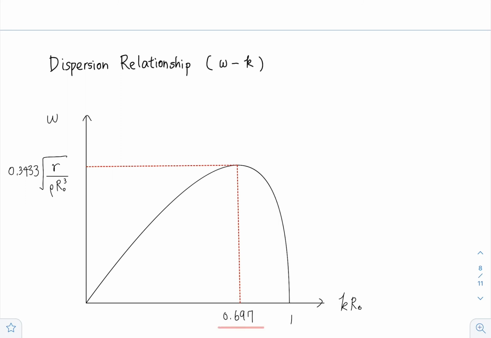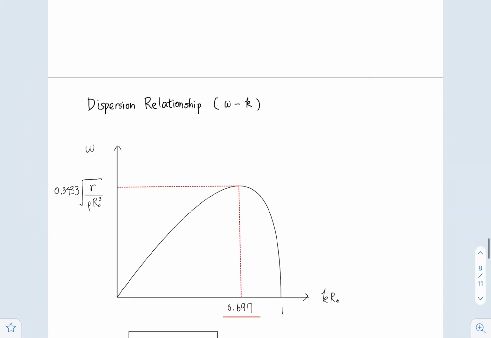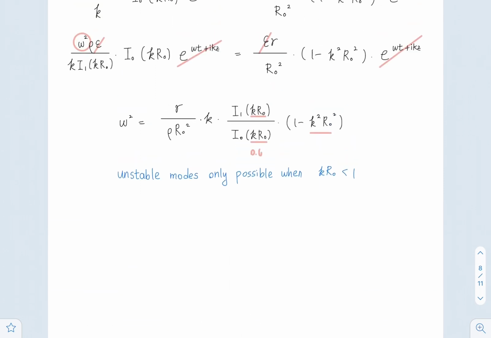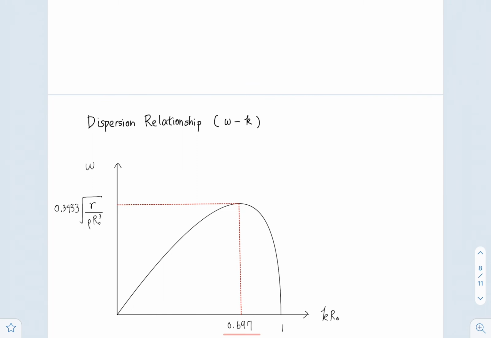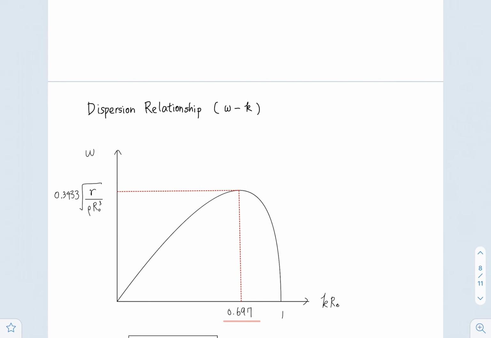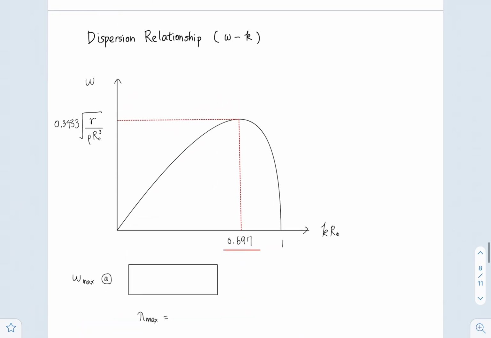If you solve this numerically using the Bessel functions, you will get that the maximum omega occurs when kr0 is 0.697. This is a very important number to remember. So I plugged in kr0 equal to 0.697, and if you calculate this, plugging it in here, here, and here, you will get a certain value for omega squared, or omega. That's how we calculate this, which is 0.3433 times the square root of gamma over rho r cubed. You will remember that this has something to do with our critical time, if you look at the previous videos.